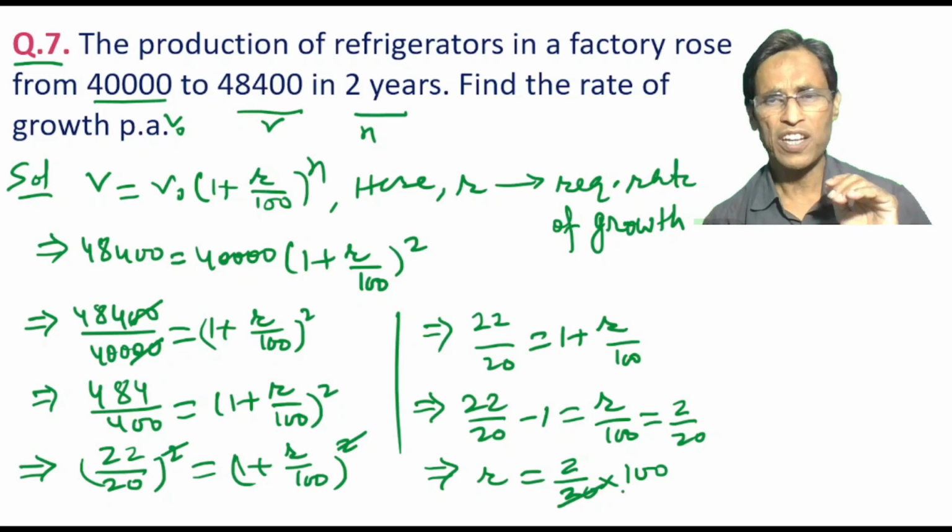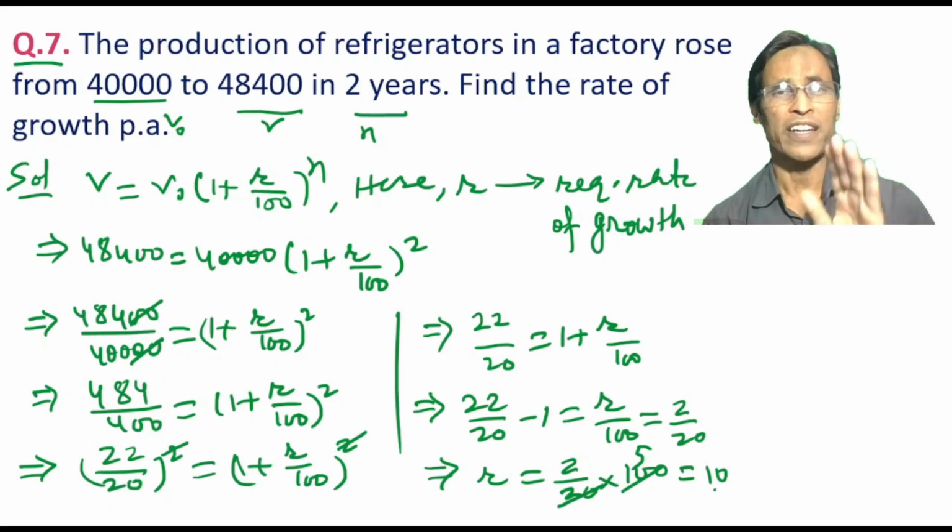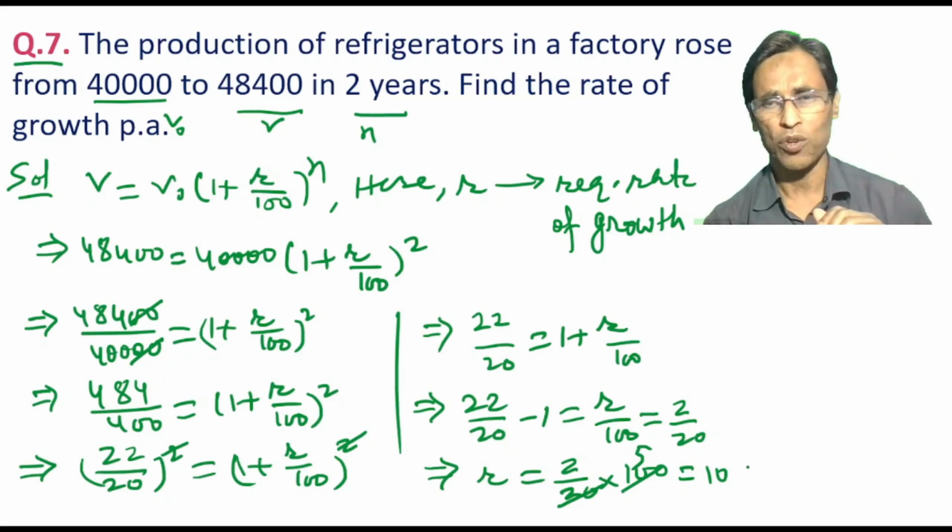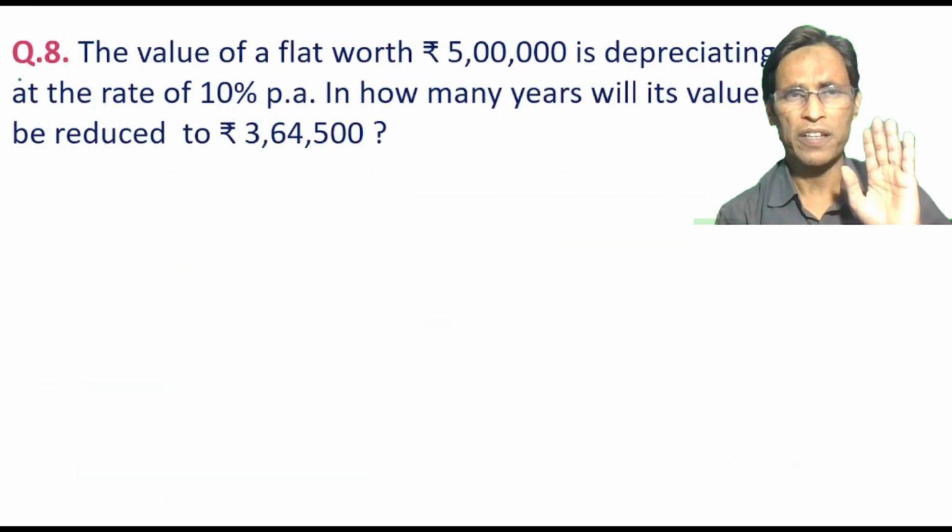In simplification, 20 divides 100 five times. So we get 2 fives are 10, and this is the required rate of growth, but it should be expressed in percent per annum. So, it is 10% per annum. Answer. Now we take up question number 8.